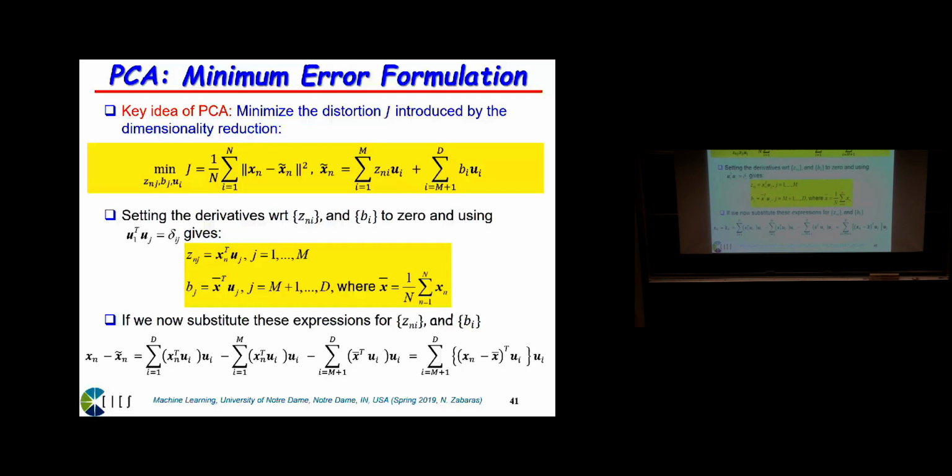Does this tell you anything before I show you any pictures? The fact that the error lives in the space spanned by the vectors from M plus 1 to D. What does that tell you? What type of projections are we looking at here? If you project something here and the error is orthogonal to that space, this is what this equation is all about.